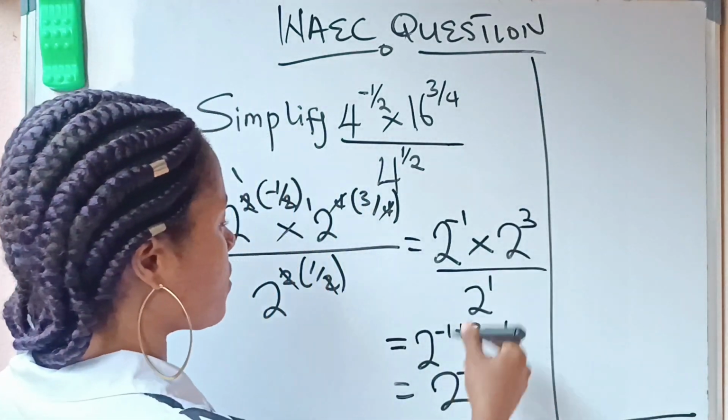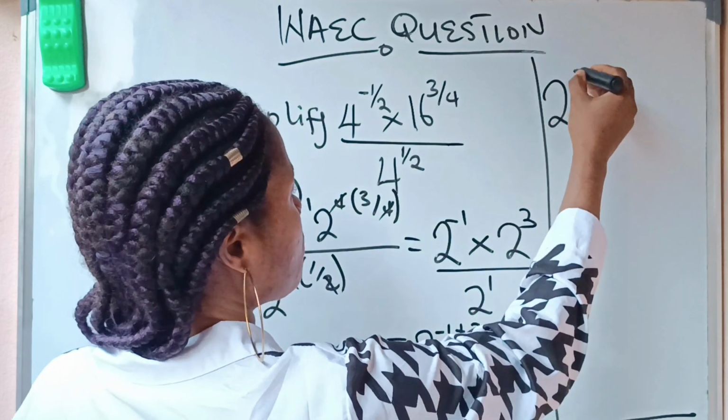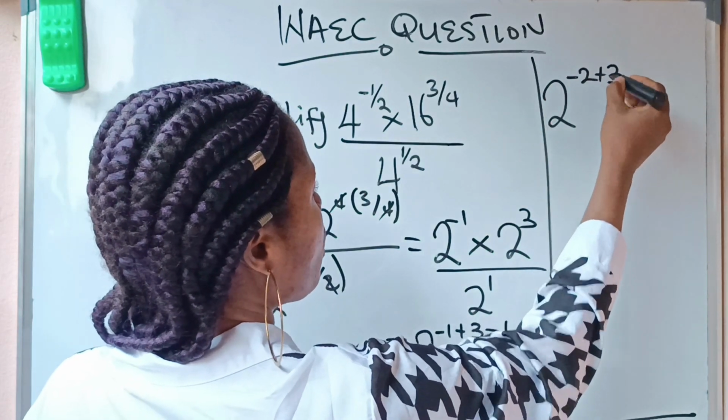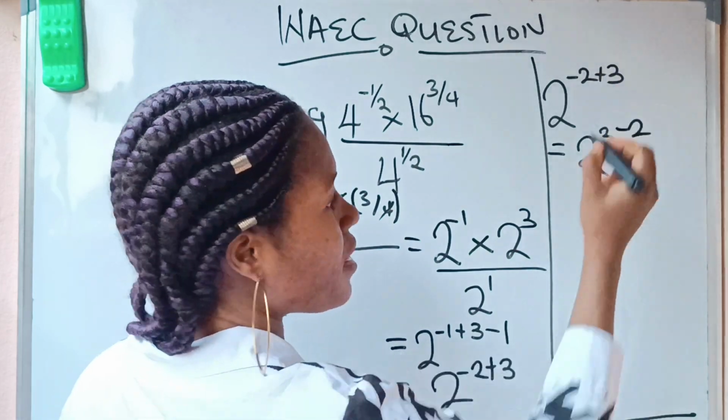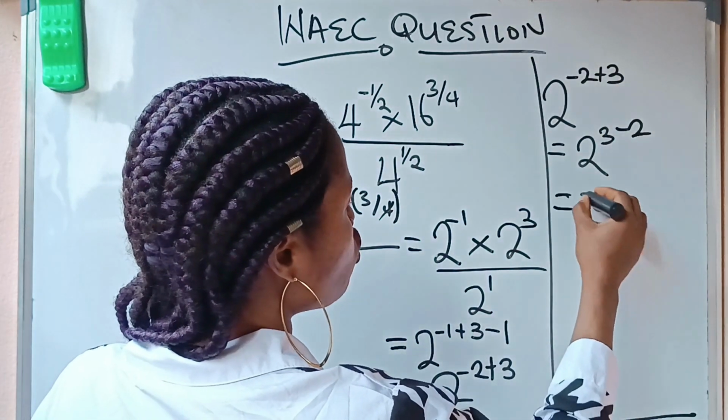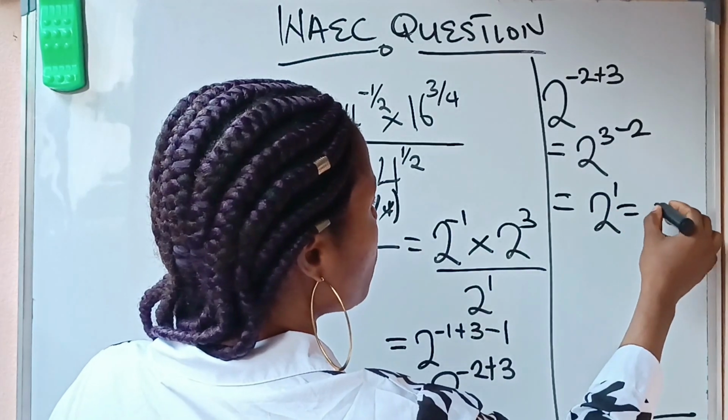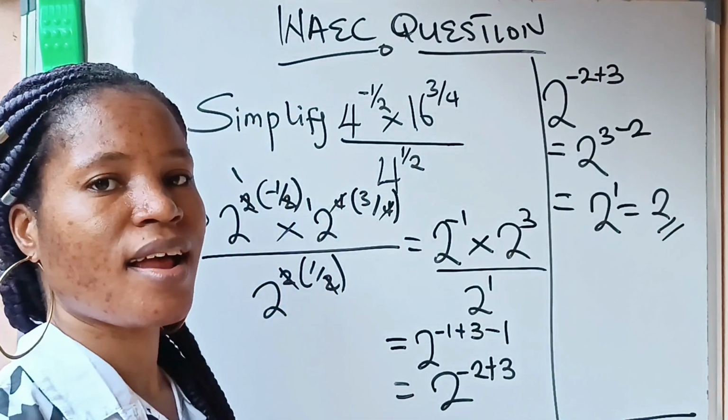So this is what we have, 2 raised to the power of minus 2 plus 3, which can be written as 2 raised to the power of 3 minus 2, right? That is 2 raised to the power of 1, which is 2. And that is your final answer.